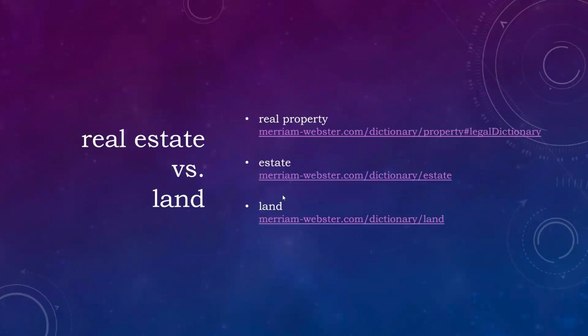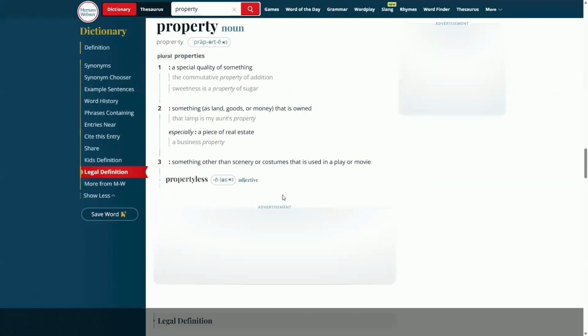Okay. Real estate versus land. They are not the same thing. Let's start with real property. Property: something as land, goods, or money that is owned, especially a piece of real estate.